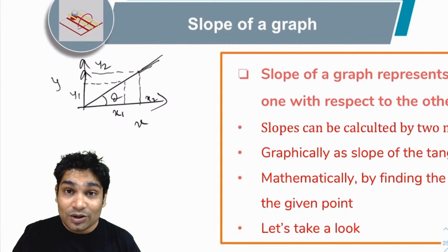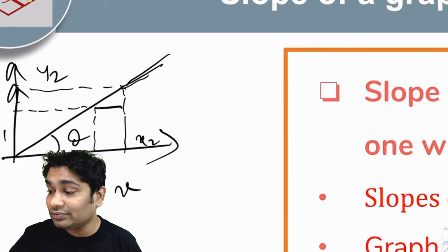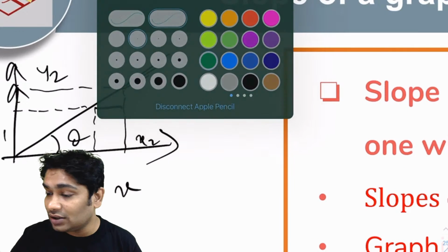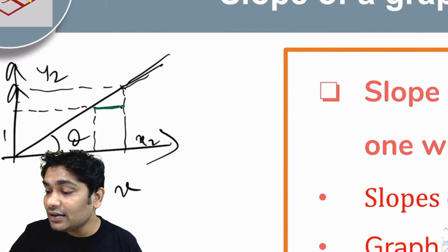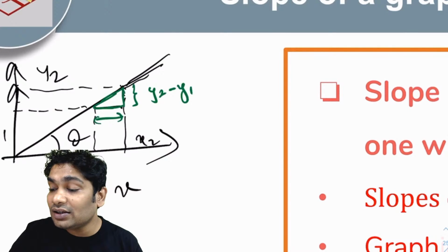All right. So here, if I make this triangle, let's talk about this triangle. Let's use another color. Let's see this triangle. So in this triangle, you will see what is this length? This will be y2 minus y1. What will be this length? This length will be x2 minus x1. And this angle will be theta.